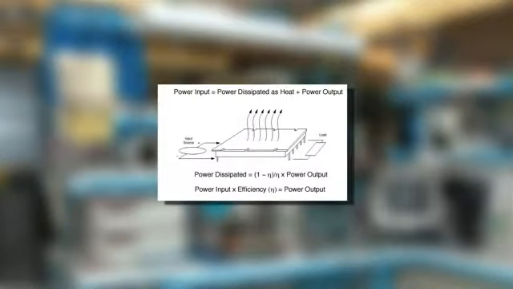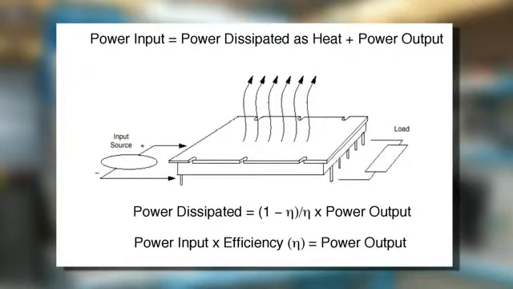The two formulas below the drawing show the relationship between input power and output power through the efficiency parameter, which is indicated by the Greek letter eta. The heat generated inside the module will be dissipated or removed through the metal base plate, which is part of the module case or packaging.